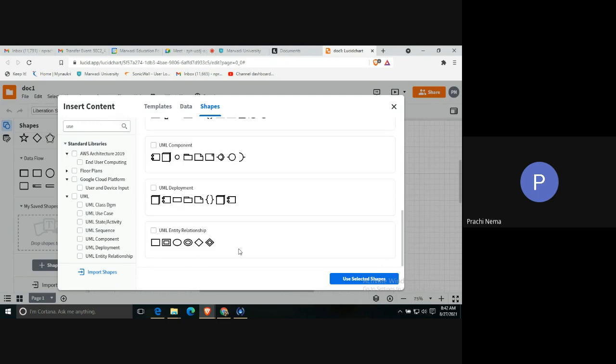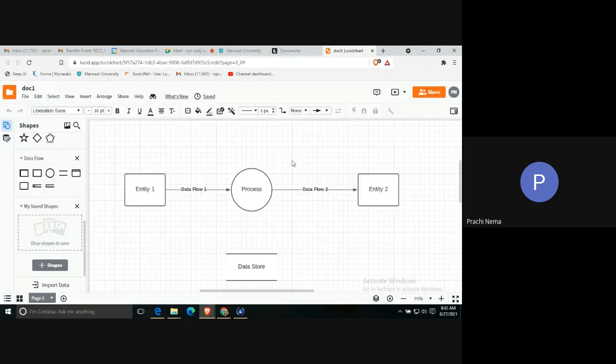So you can draw all this. Just see, like I want to use this. Just select this and use selected shape, then you can add it to your dashboard here. It will be added like I have added data flow. I wanted to draw a DFD, so I have added all these data flow shapes. This even tells you which symbol is used for what. Like this is used for entity, this is used for process, this is used for data store. We can have different symbols also.